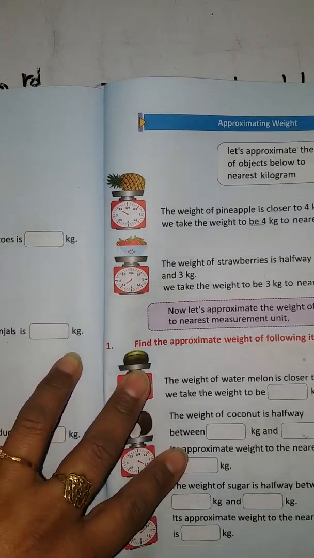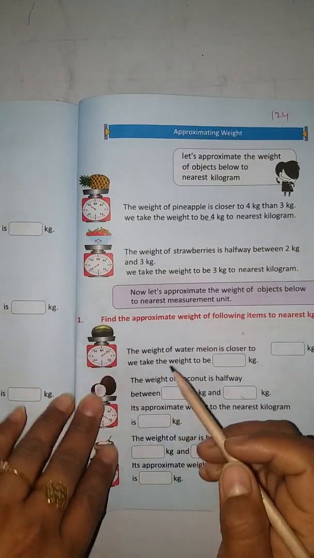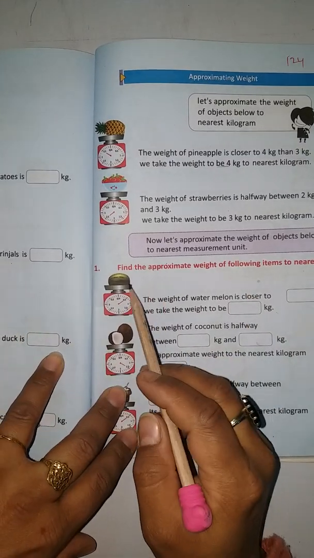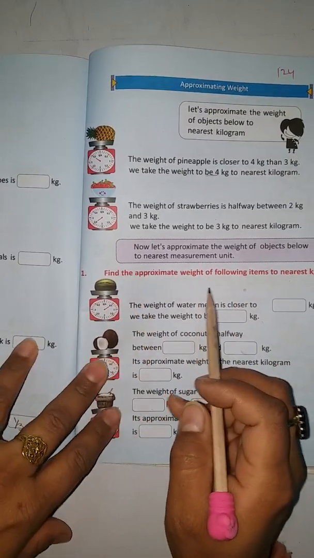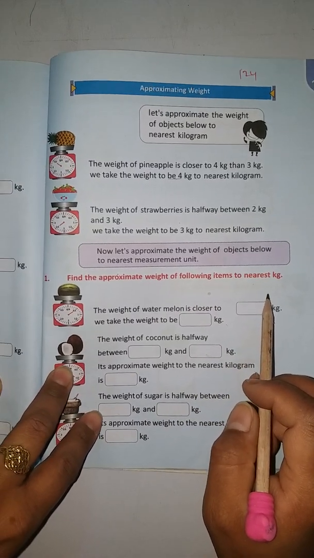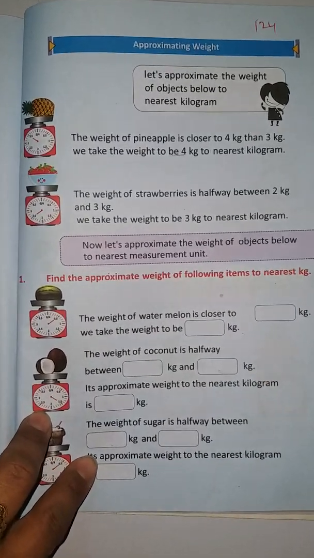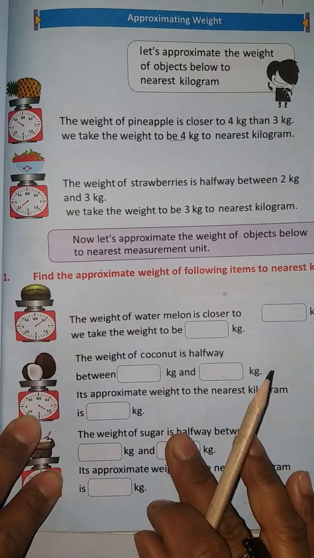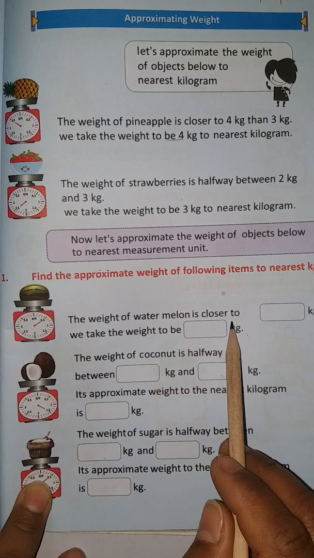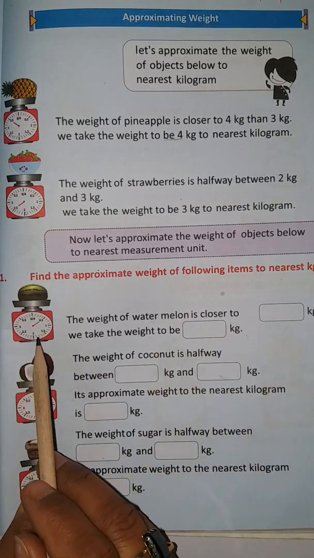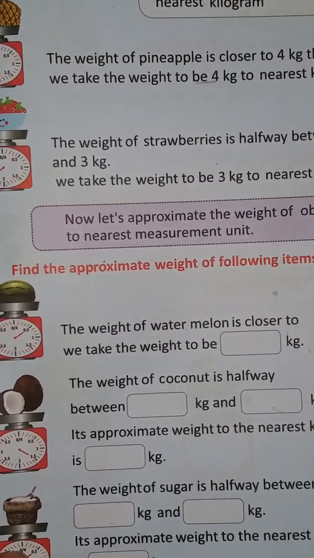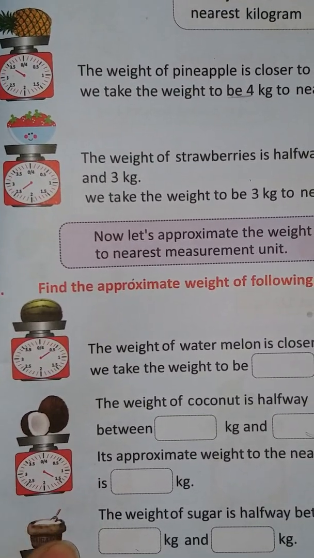Now look at the next one. Now you have to do question number 1. Find the approximate weight of the following items to the nearest kilograms. Have a look at the first one. The weight of the melon is closer to, can you see where the needle is showing? कितना weight है melon का? What is the weight of the melon?